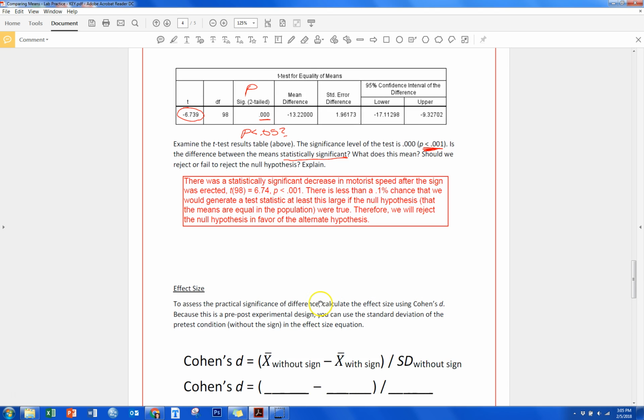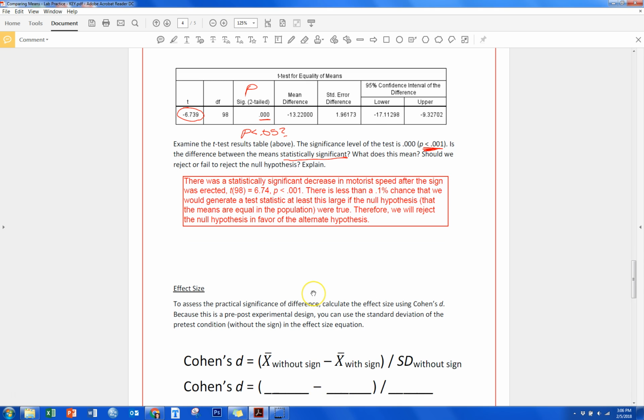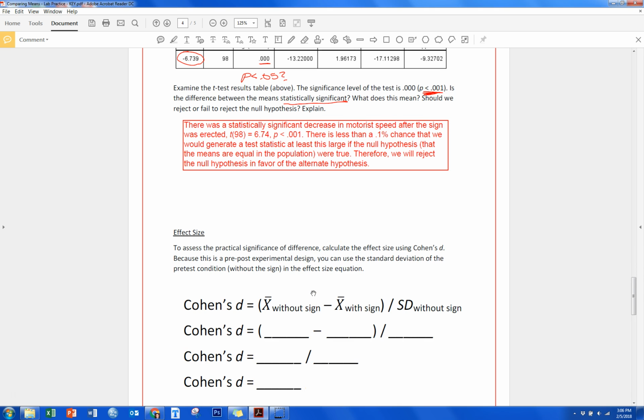Now, the next question, does this difference matter? So we talked about 13 miles per hour. Kind of seems like a lot. We looked at it relative to the standard deviation, although we're going to look at that a little more closely. We kind of eyeballed it. In this next section, we'll look at it more precisely. We saw that it dropped the speed from above the speed limit to under the speed limit on average. But let's be more precise and more technical, and let's talk about the effect size.